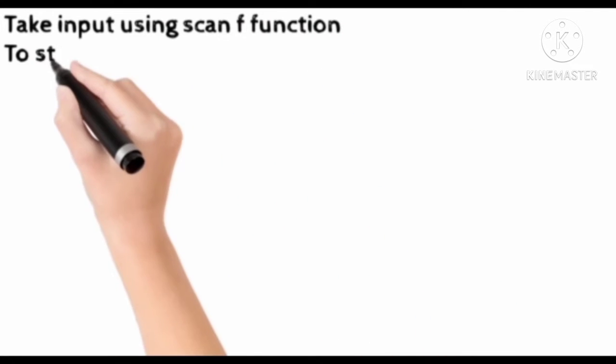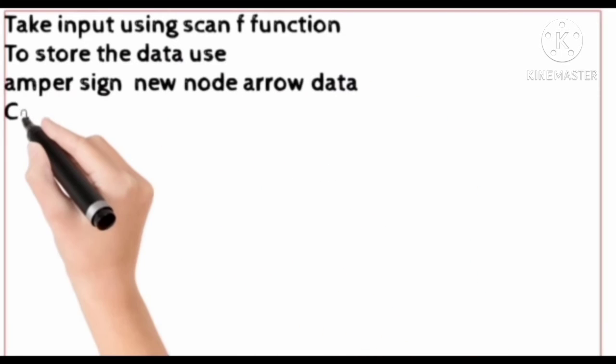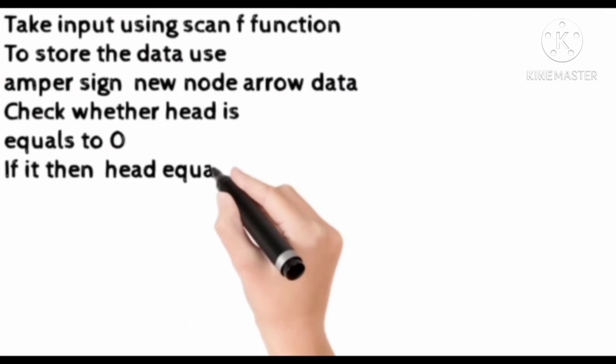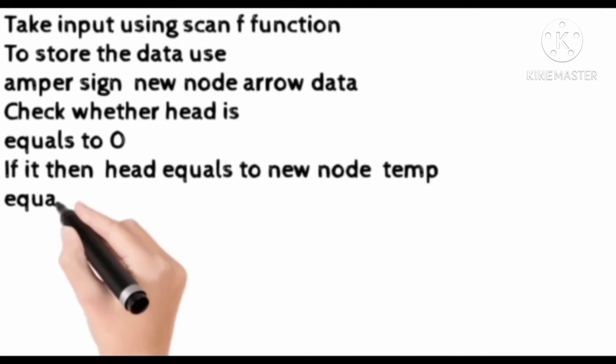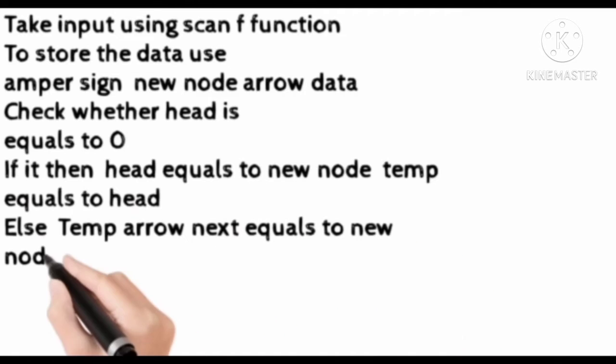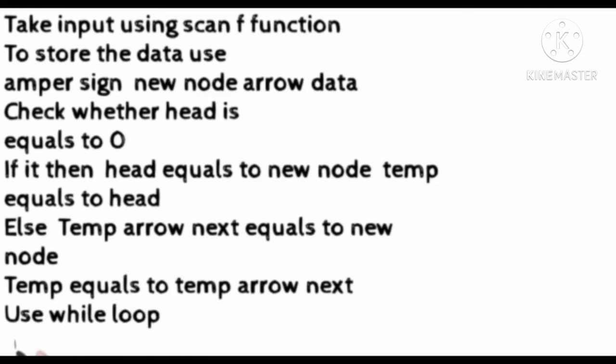Take input using the scanf function. To store the data use &newnode->data. Check whether head is equal to 0. If so, then head equals newnode, and temp equals head. Else, temp->next equals newnode. Temp equals temp->next. Use a while loop until the user ends creation of nodes.